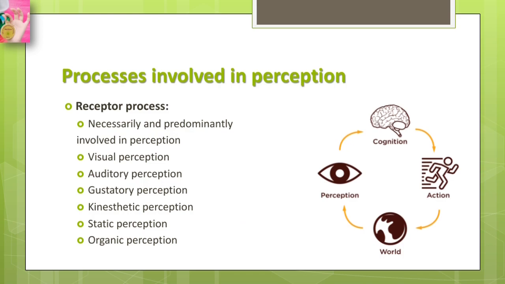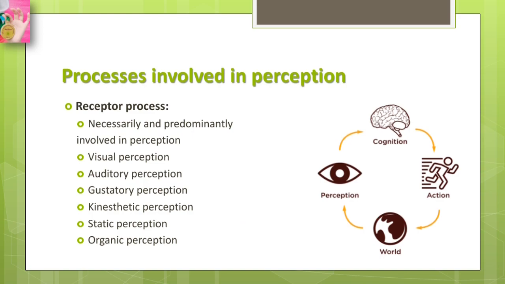Perception is not a unitary process. It involves several complex processes. So receptor process is one of them. In perceiving, receptor process is necessarily and predominantly involved, and the object that we perceive is a stimulus received by our sense organs, which are specialized to receive it.